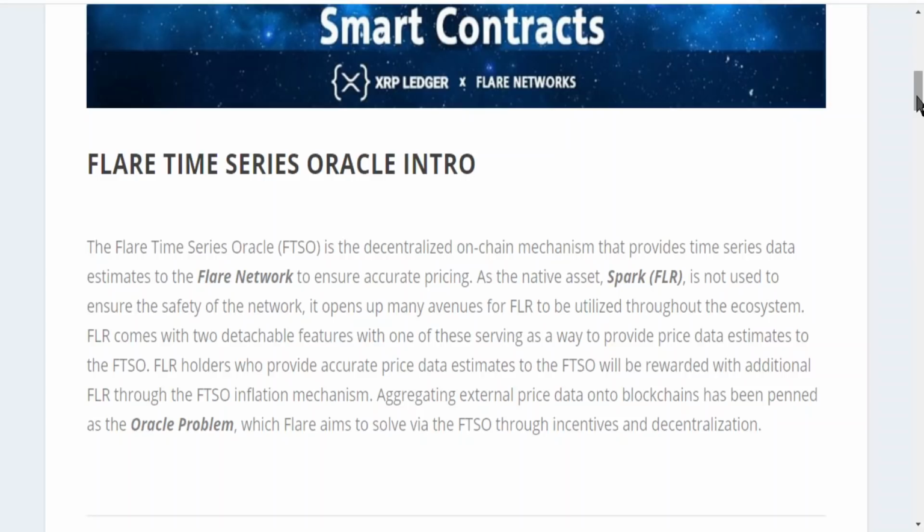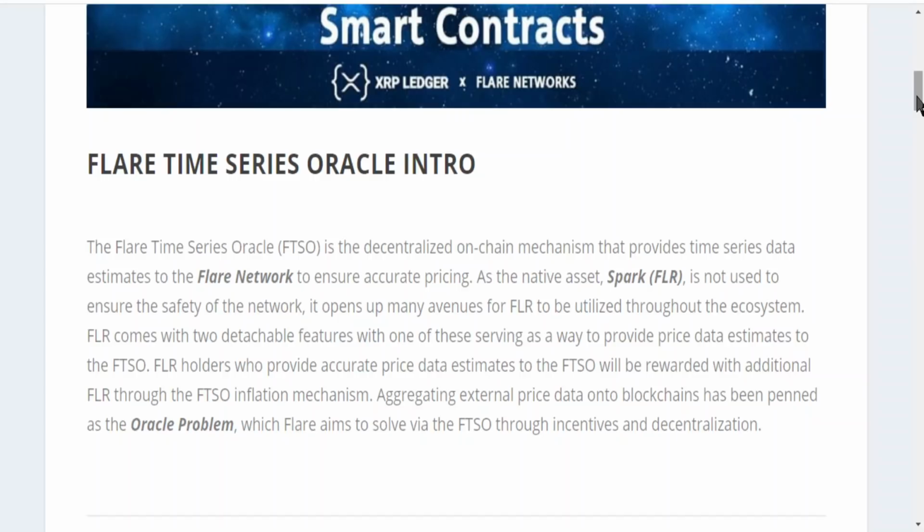The Spark token, also known as FLR, comes with 2 detachable features, with one of these serving as a way to provide price data estimates to the FTSO. Spark holders who provide accurate price data estimates to the FTSO will be rewarded with additional Spark through the FTSO inflation mechanism. Aggregating external price data onto blockchain has been penned as the Oracle problem, which Flare aims to solve via the FTSO through incentives and decentralization.